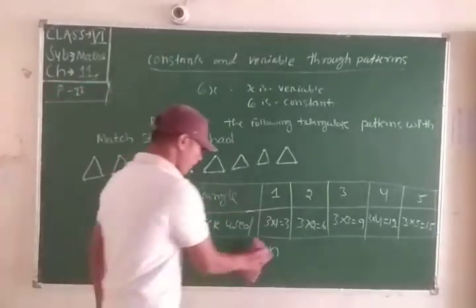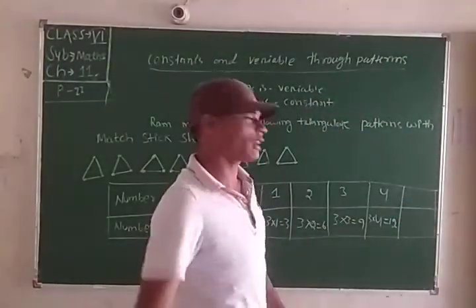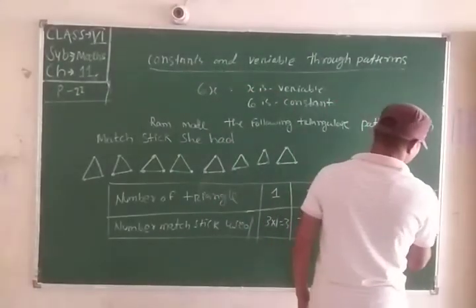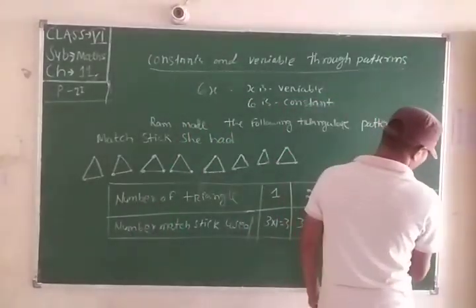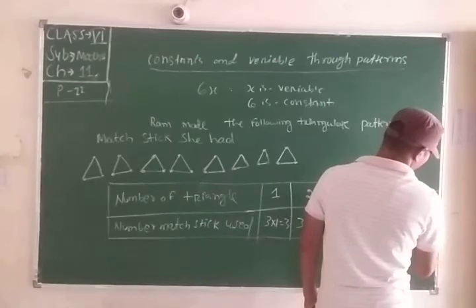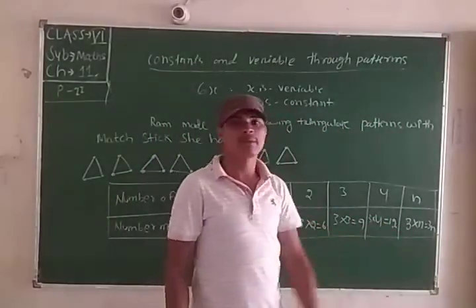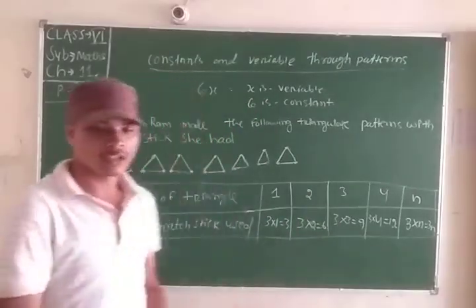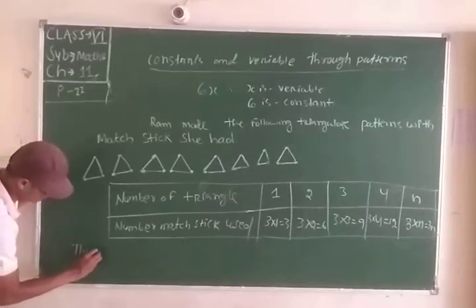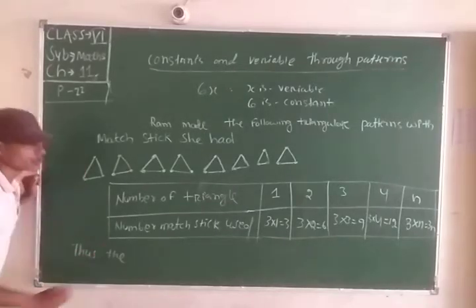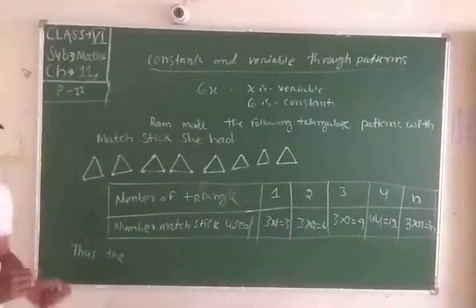Instead of n triangles, how many match sticks does it need? Then we multiply 3 into n equals 3n. See, here we represent the first pattern with variables and constants. Thus the number of match sticks required to construct triangles.